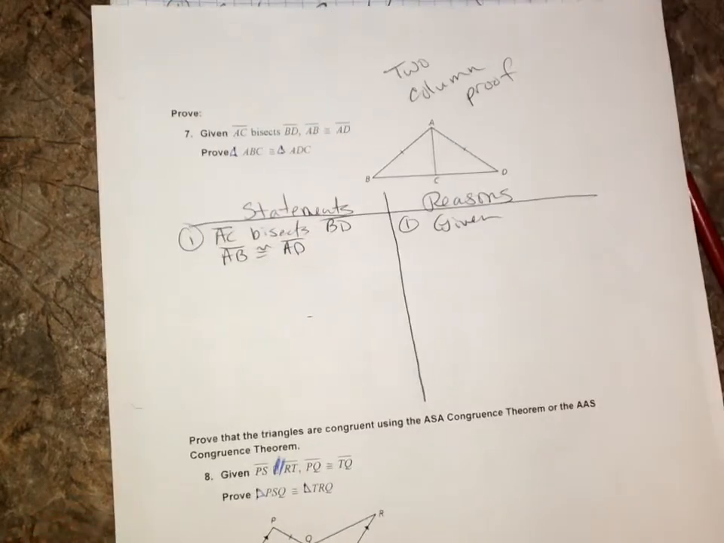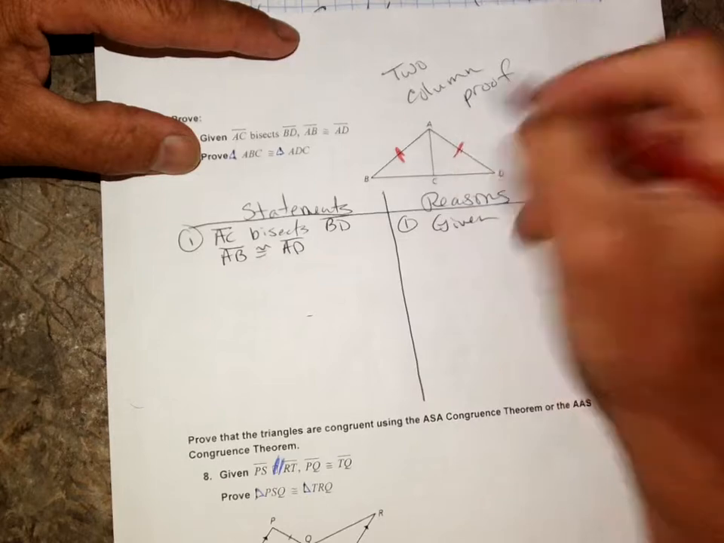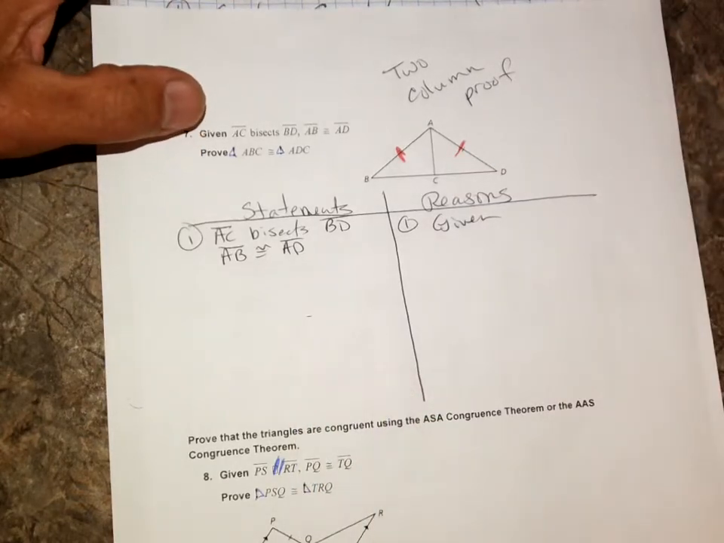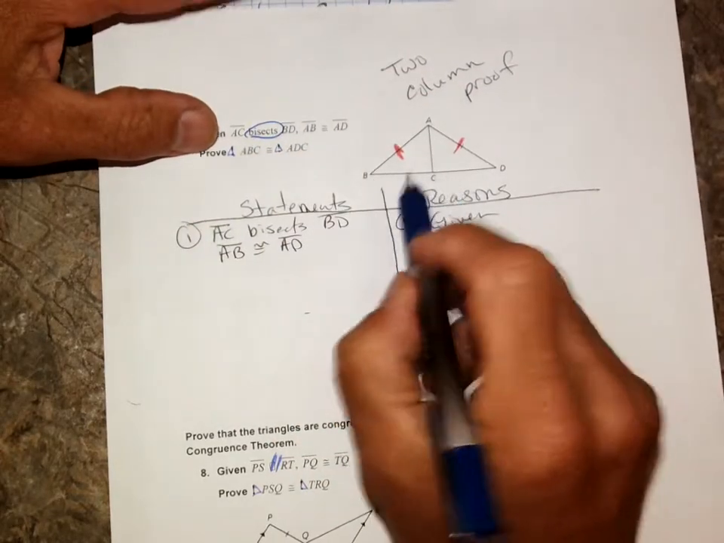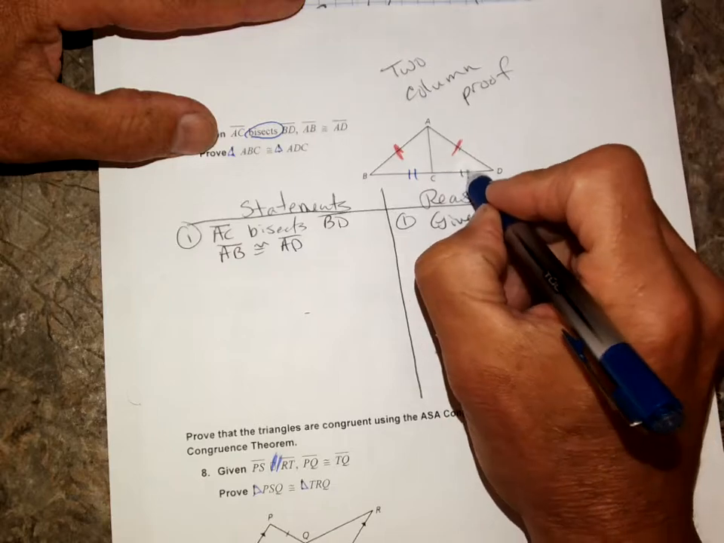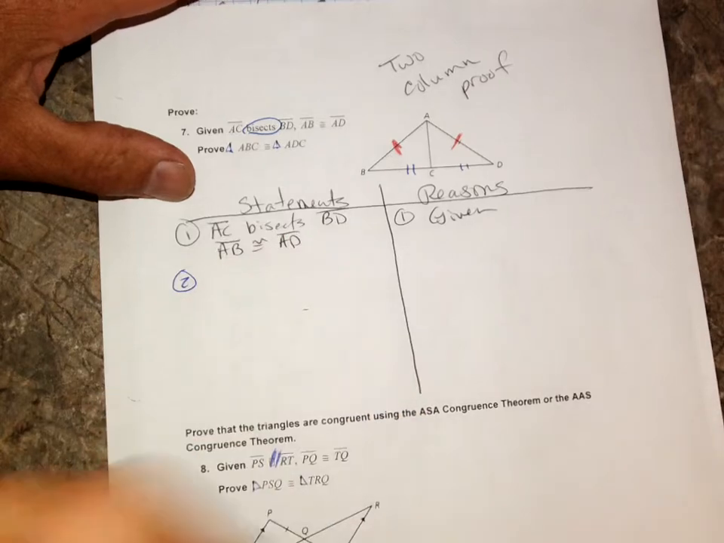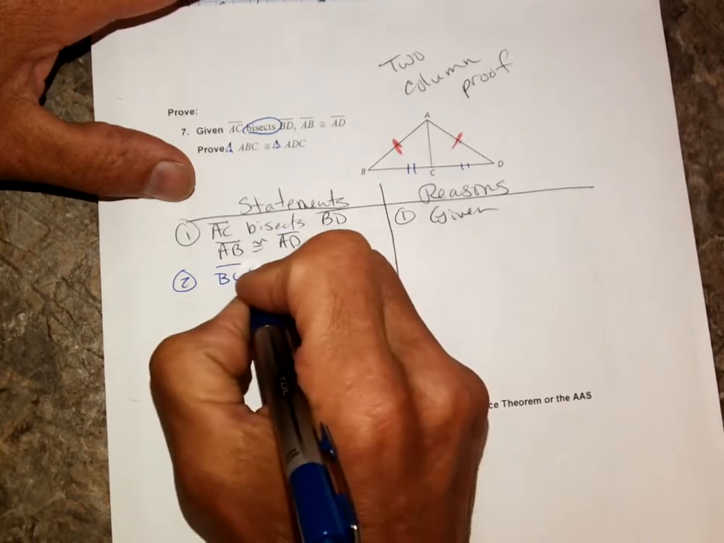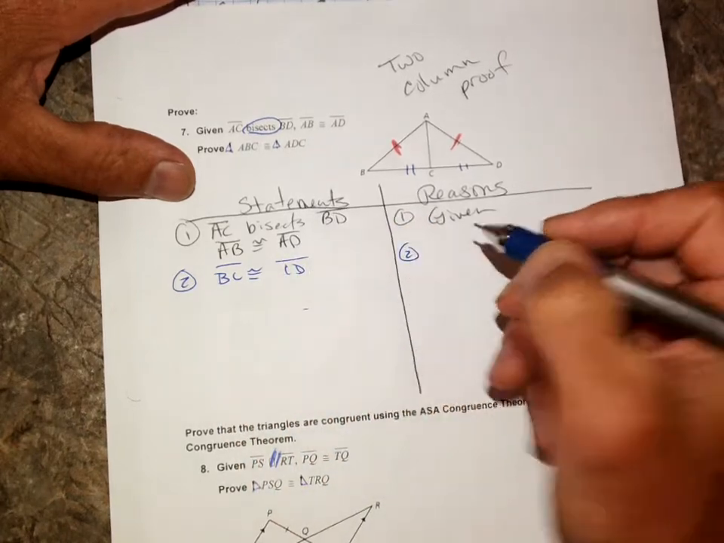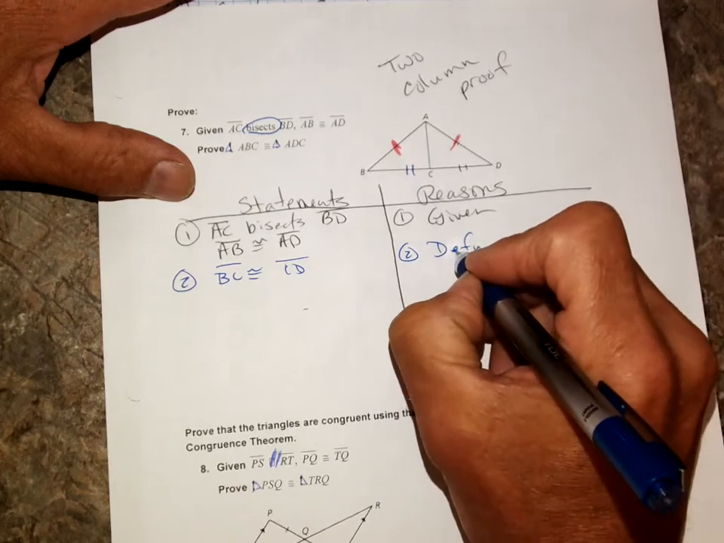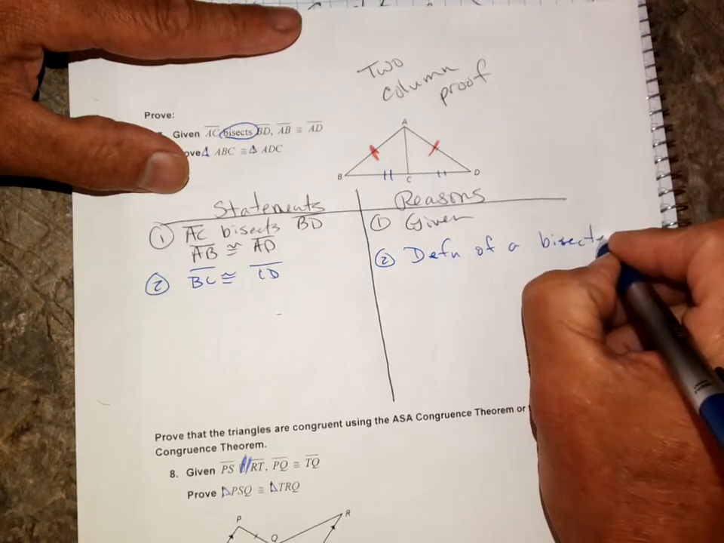Now, I like to mark my figure. So that's equal to that. They already marked it for me. I like that. And then I'm going to say something about this bisects, because I know something that's bisected is cut in half. So I know that BC has to equal CD. So I'm just going to say that. So step 2 should be that BC is congruent to CD. And the reason has to do with the bisector. It's the definition of a bisector, because if you're bisected, you're cut in half, right?